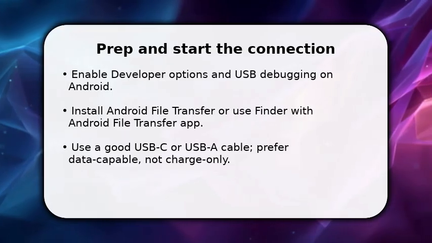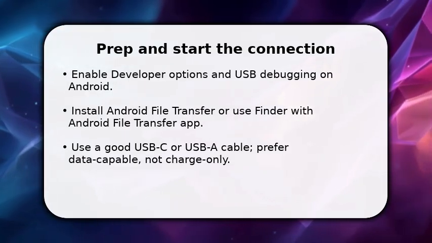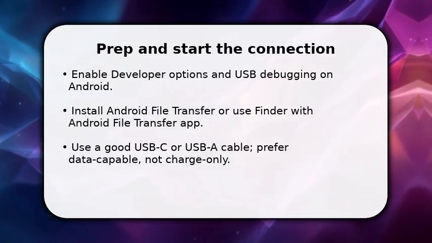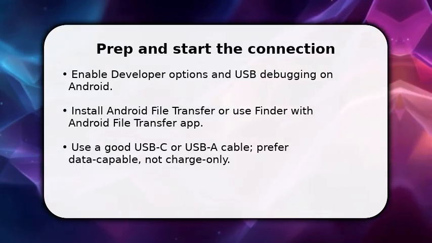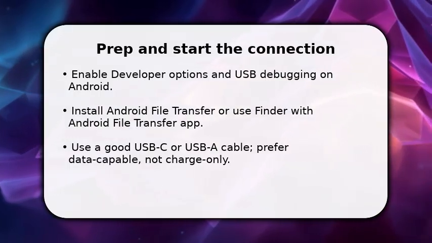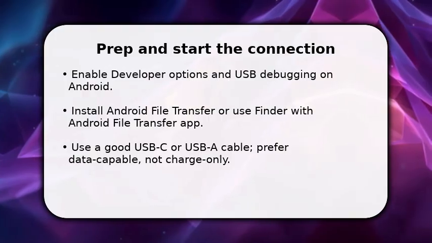You're going to make the physical and software handshake now. First, plug your Android into the Mac using a data-capable cable. You should see a notification on the phone. Once visible, swipe down and choose Transfer Files or MTP because that tells Android to expose storage.